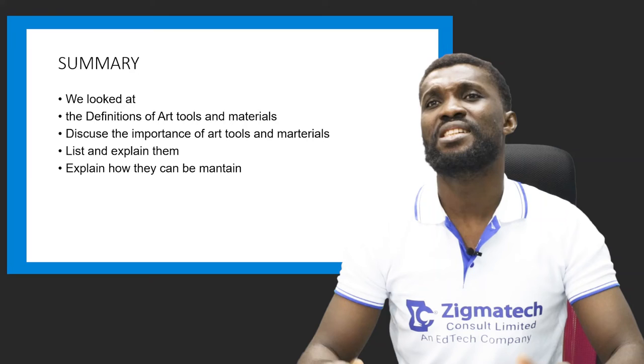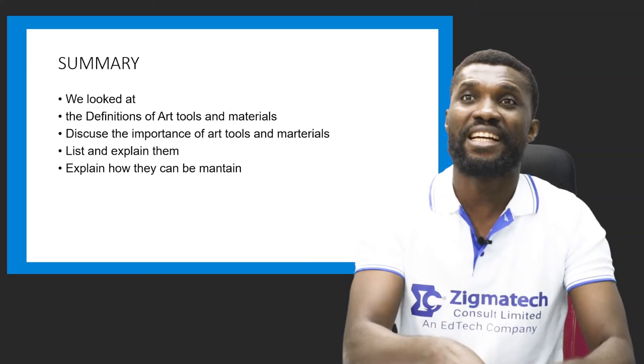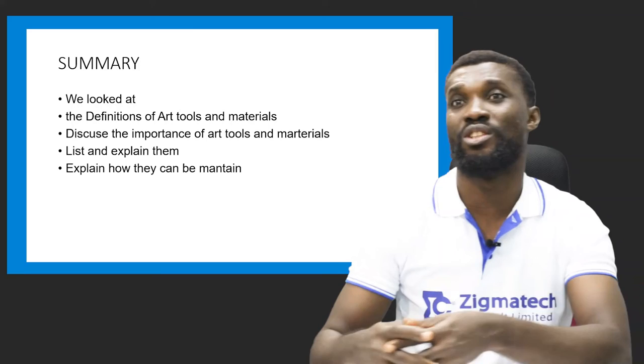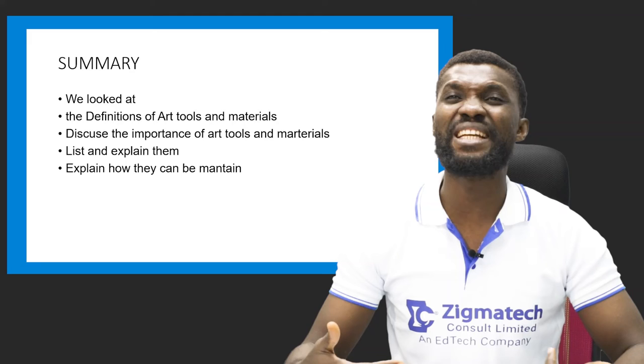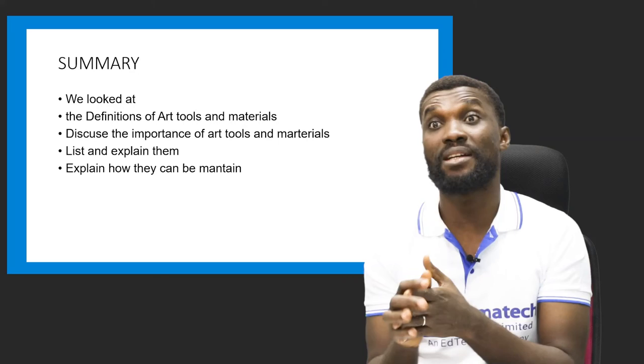We also discussed the importance of art materials and art tools. Like I told us, just like food ingredients are essential to a cook, a hoe is essential to a farmer, and a car is essential to a driver, that is exactly how materials are essential to art. We talked about some of the importance, we listed and explained them in full, we talked about how to maintain them, and finally we talked about how to improvise them in case we don't have the needed materials. So thank you very much for sitting close with us.